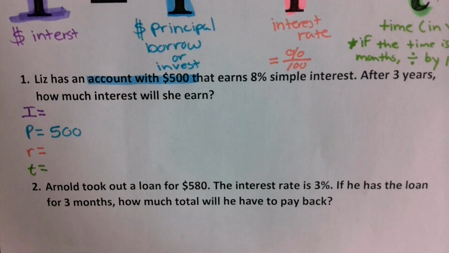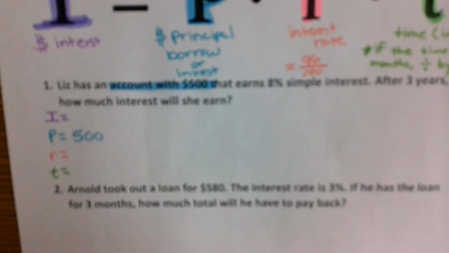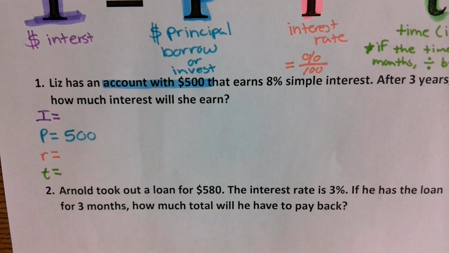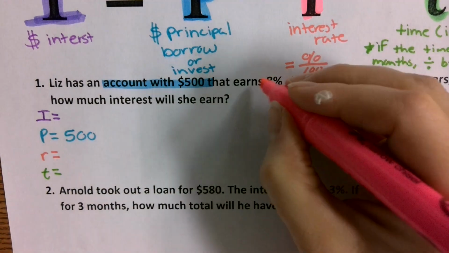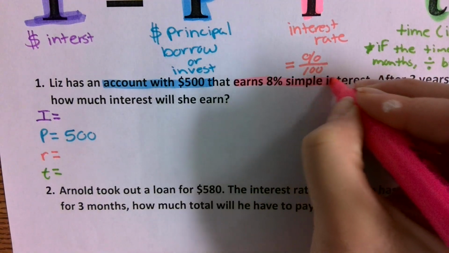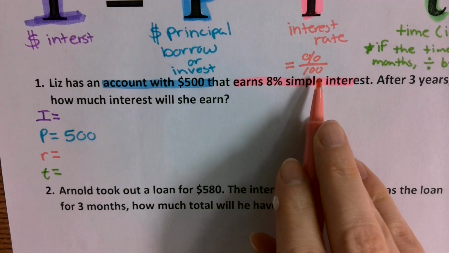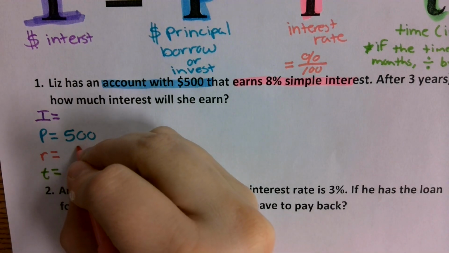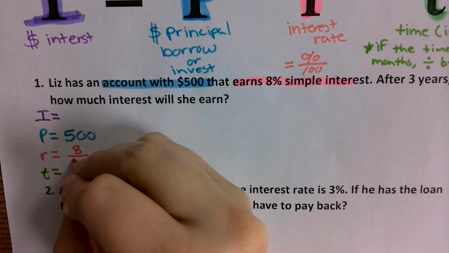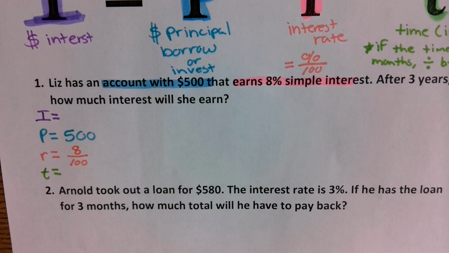Then we've got 8%. It earns 8% interest. That is part of our R. Remember, it's a percentage over 100. So you're going to write this as 8 over 100. We always put it as a fraction. 8 over 100, your percentage over 100.